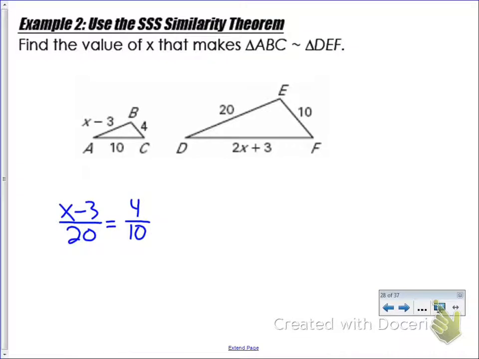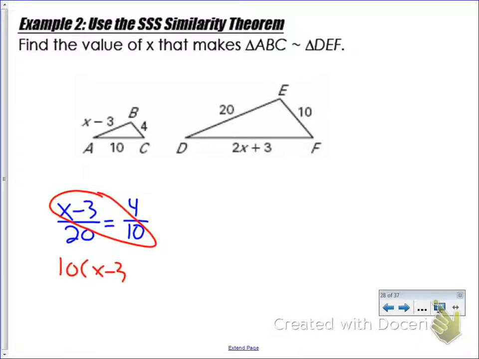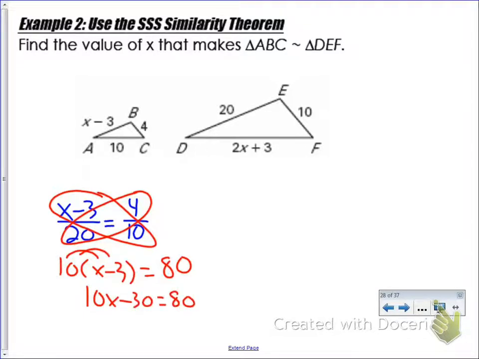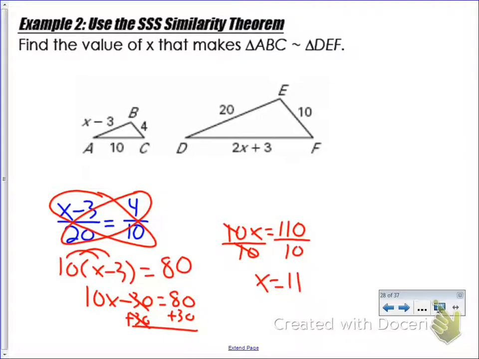So I have x minus 3 over 20 equals 4 over 10, and we're going to cross multiply. So it's going to be 10 times x minus 3 equals 4 times 20, which is 80. We'll distribute the 10. 10 times x is 10x. 10 times negative 3 is negative 30. Add 30 to both sides. We get 10x equal to 110. Divide both sides by 10. And x is going to equal 11.